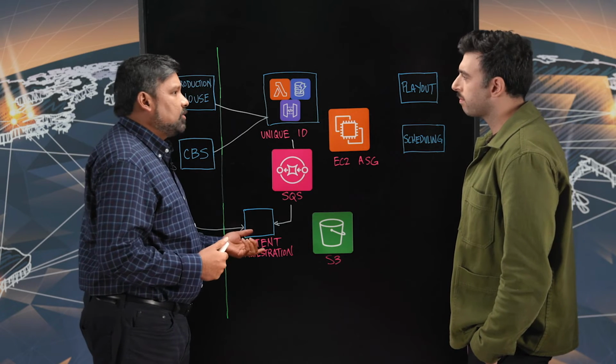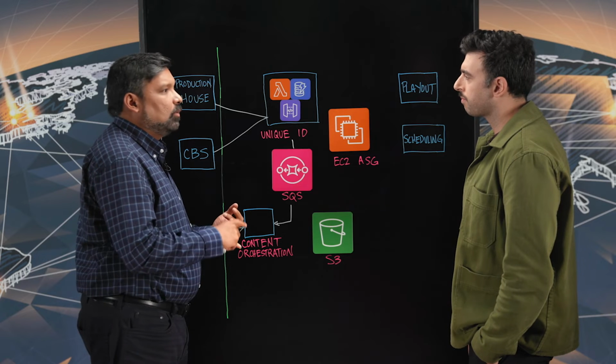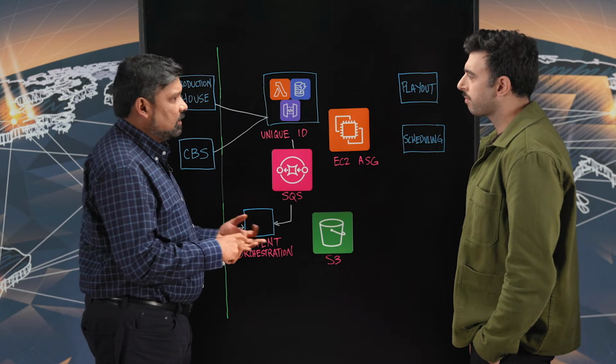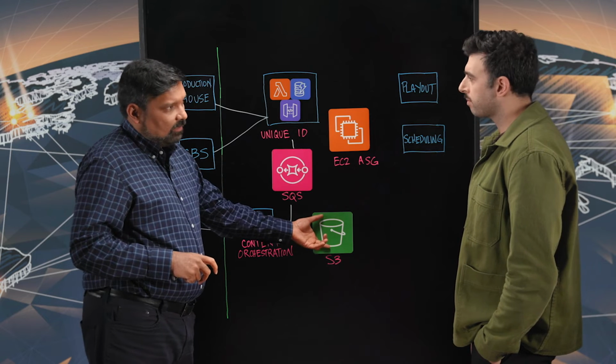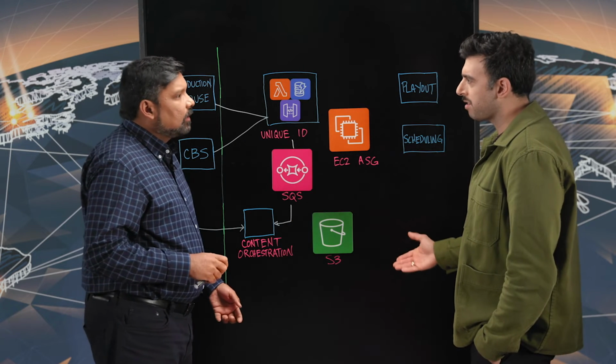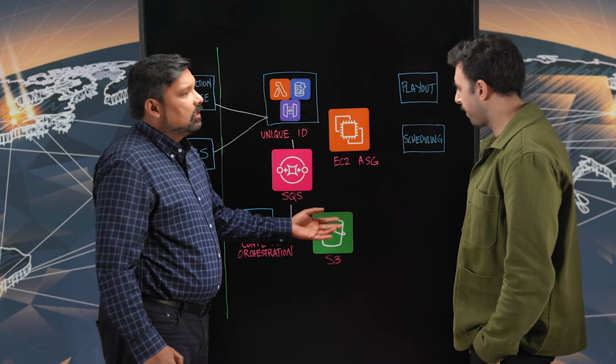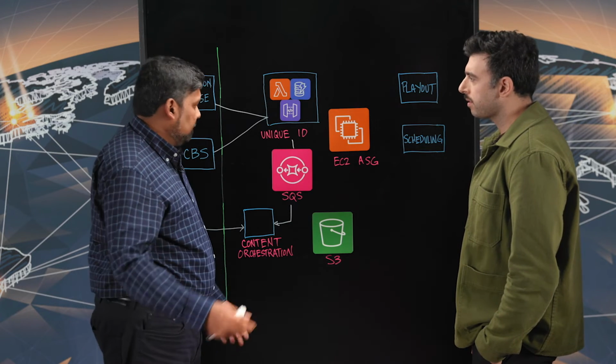And the content orchestration system will scan it, quality check it, and process it to store it into an S3 bucket. And I assume there are lifecycle policies to Glacier too. There are lifecycle policies that send them to Glacier and to Deep Archive.